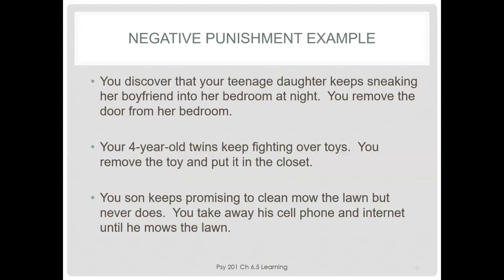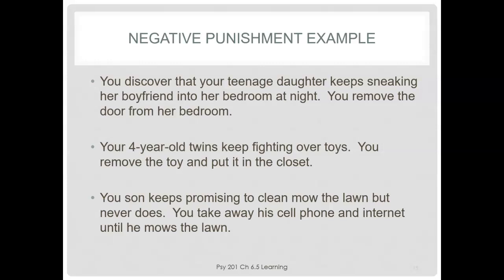Some more examples. You discover your teenage daughter keeps sneaking your boyfriend into her bedroom at night. You remove the door from her bedroom. By removing the door, that's a punishment. It's a negative punishment because you want to decrease her boyfriend coming into her bedroom at night.